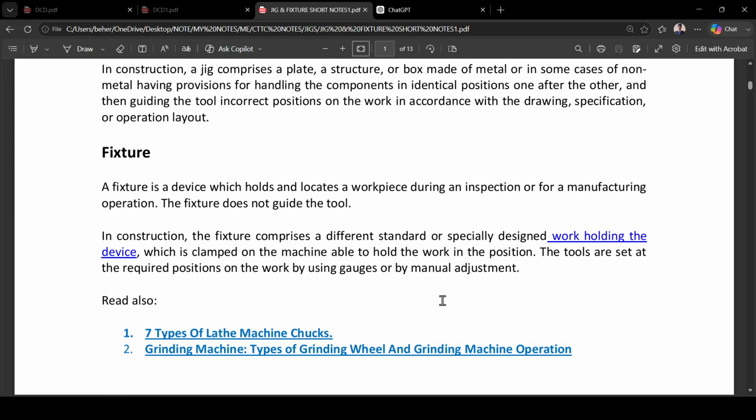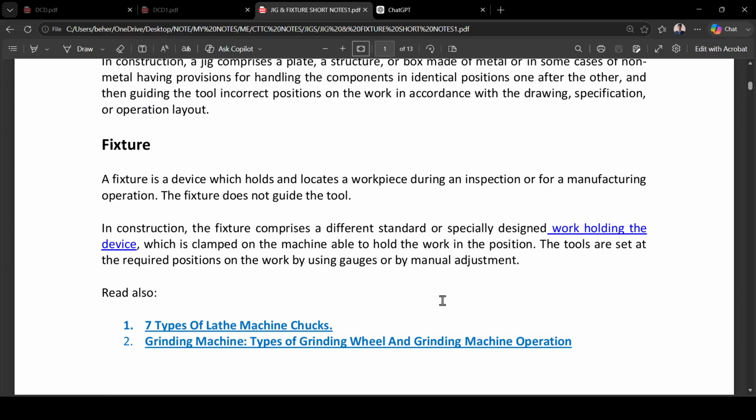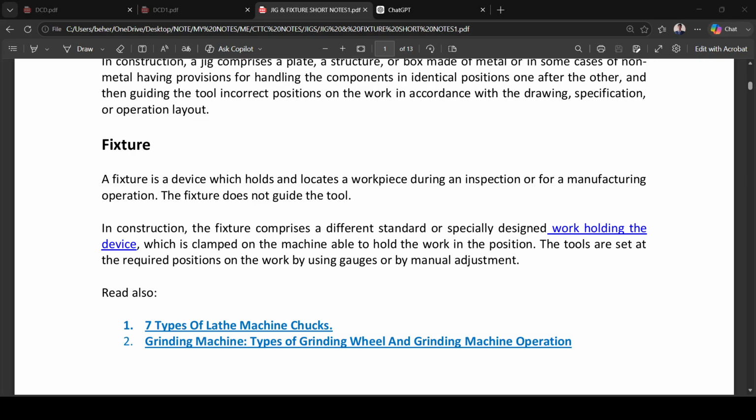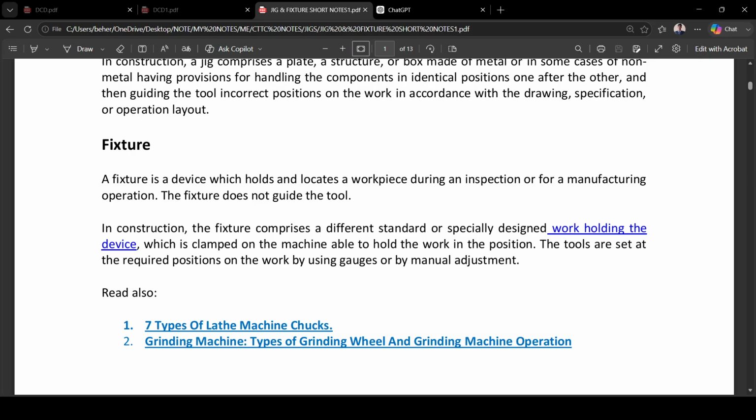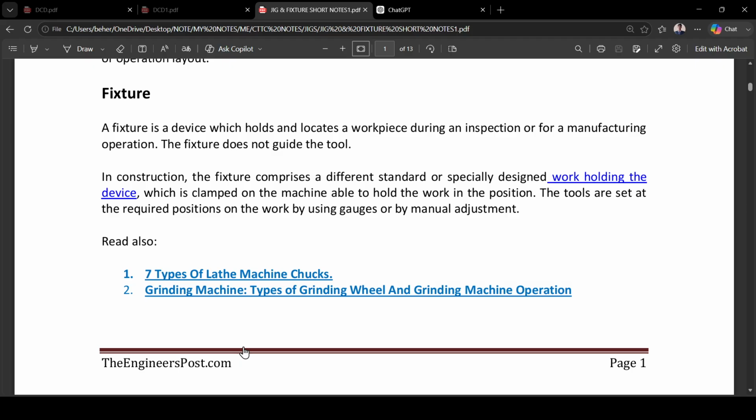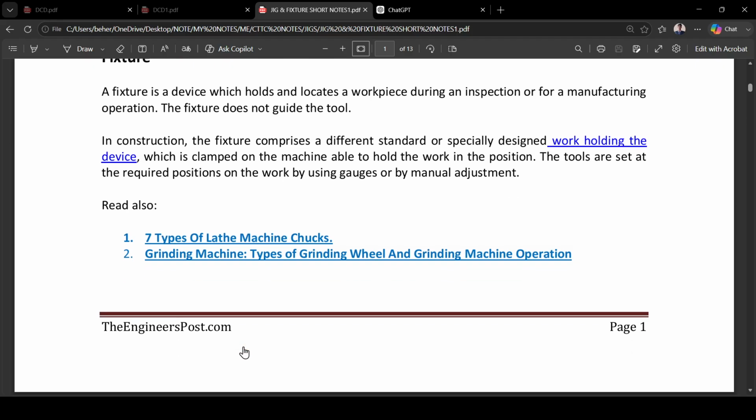So the fixture is a device which locates a workpiece during inspection or a manufacturing operation. The fixture does not guide any tool. So you can understand what a fixture is, and you can read and understand about that.